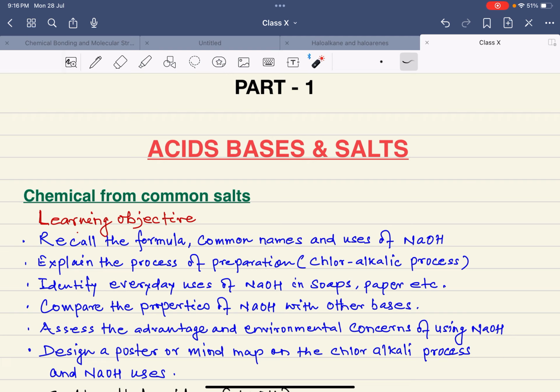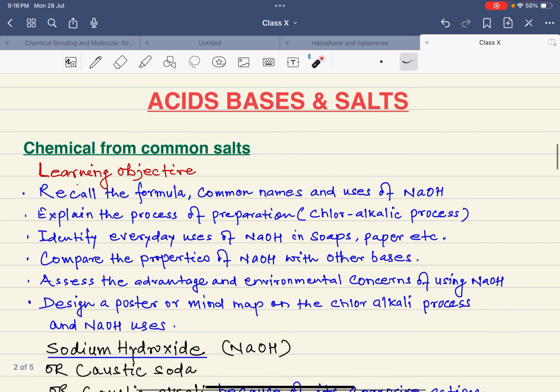Second chemical is bleaching powder, calcium oxychloride. Third is baking soda, that is sodium hydrogen carbonate or sodium bicarbonate. Next one is washing soda, that is sodium carbonate decahydrate. And next is plaster of Paris, calcium sulfate hemihydrate. So, in this series, I am going to explain one by one all chemicals of class 10. First of all, number 1, chemicals from common salt is sodium hydroxide.